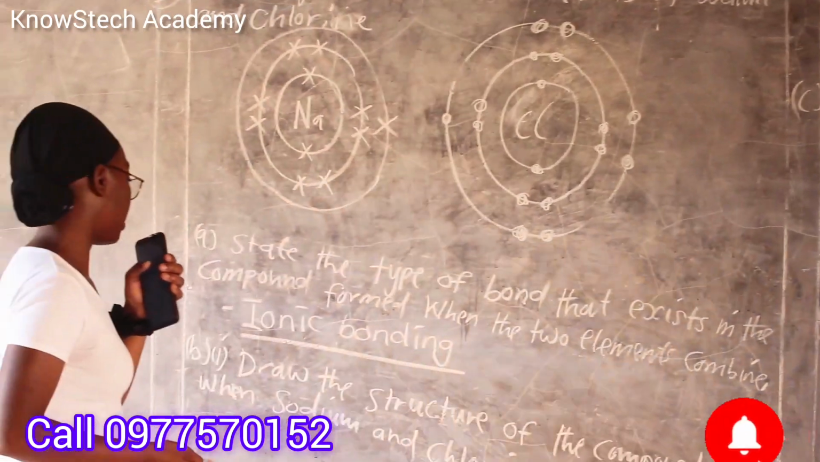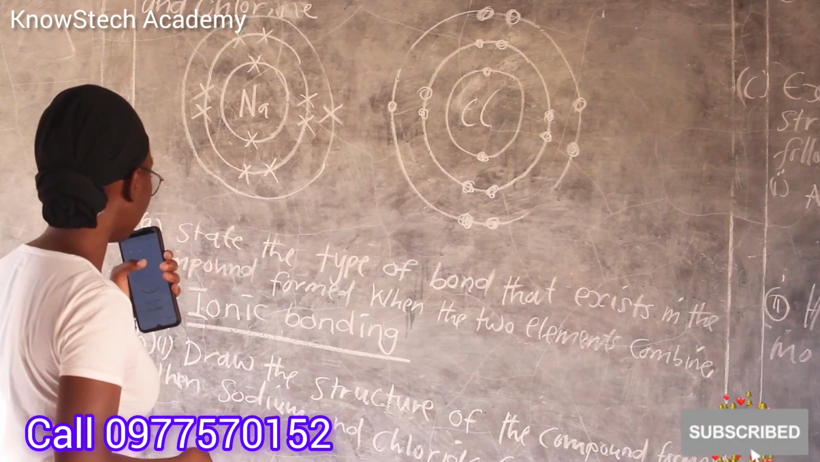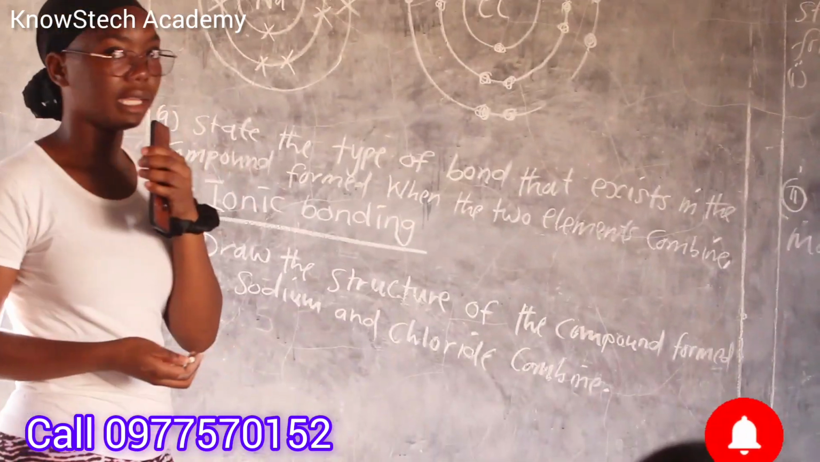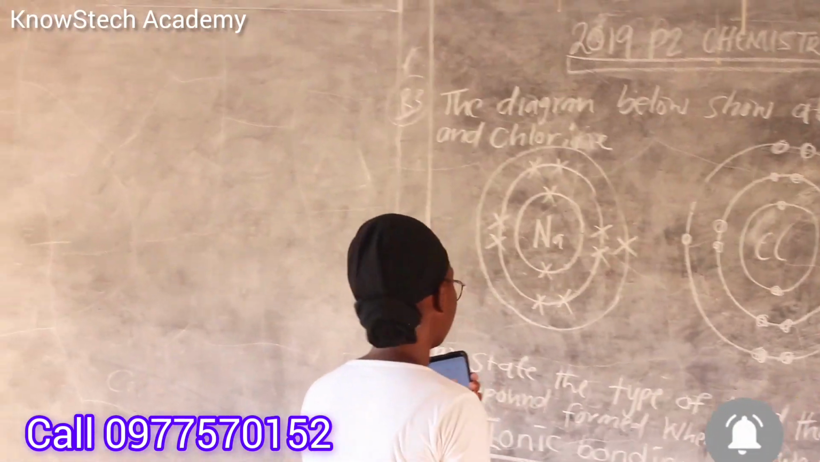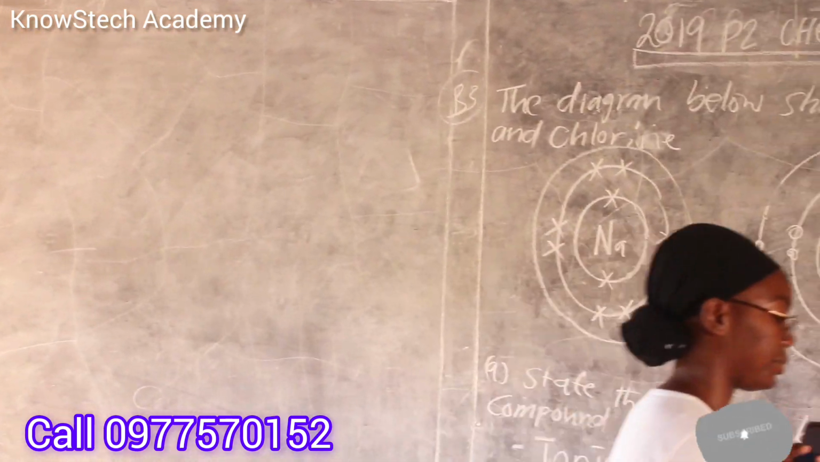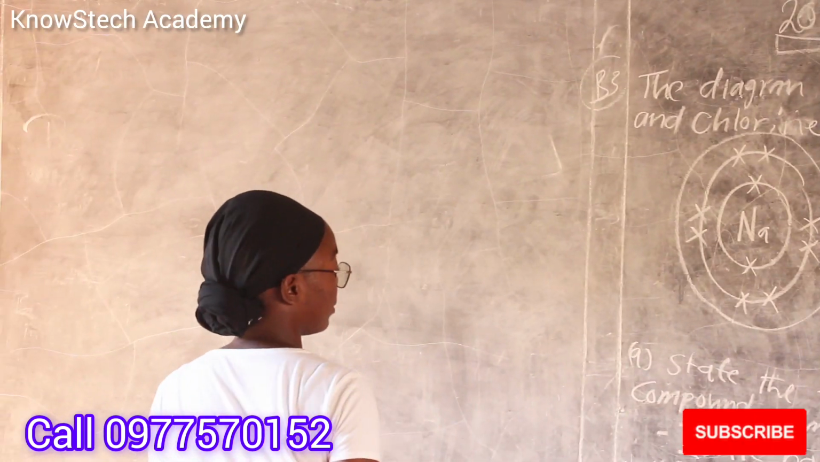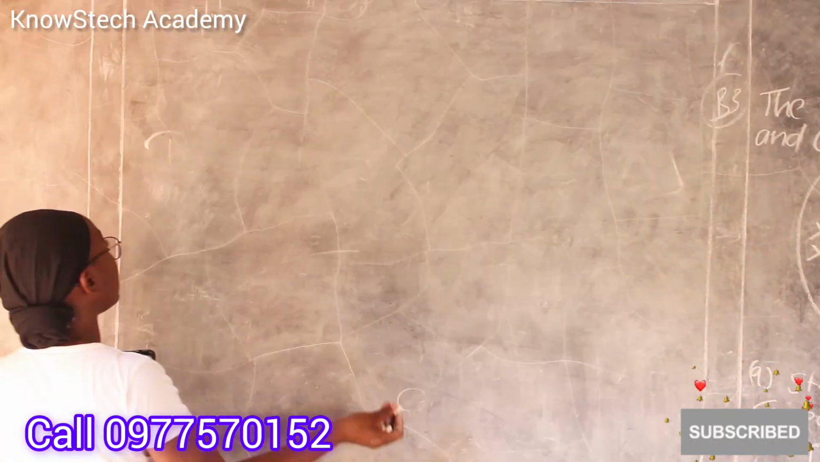Our second question reads, draw the structure of the compound formed when sodium and chlorine combine. So since there is not enough space, we can draw it over here. So we'll start with sodium. So sodium is Na.